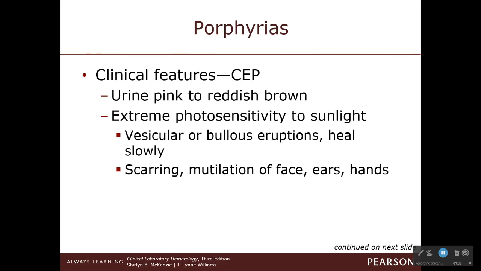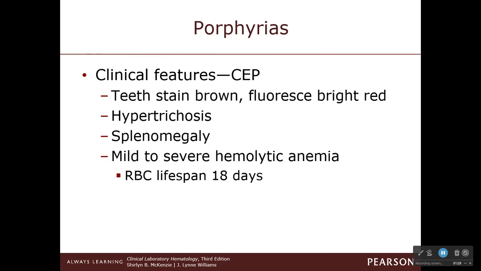Urine pink to reddish brown is known as port wine urine. There is extreme photosensitivity to sunlight. They actually get sores on their bodies because of this, so you have scarring and mutilation on the face, ears, and hands, which also leads to the werewolf and vampire stories. Teeth stain brown, but then they fluoresce bright red under the light. What's hypertrichosis? Do you know what hypertrichosis is?